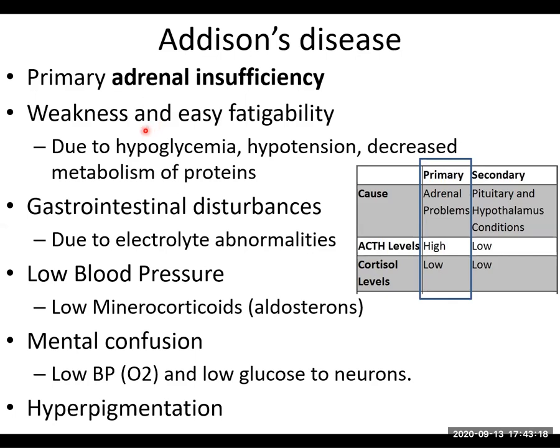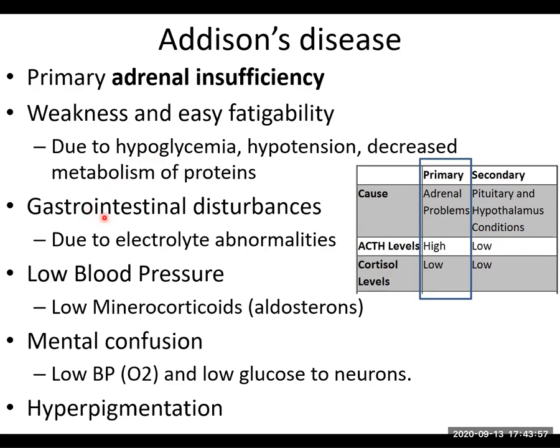that will show symptoms including weakness and easy fatigability, because of the low cortisol, low glucocorticoids. Low glucocorticoids will cause a low blood glucose level. Low blood glucose level will basically reduce the glucose availability in the blood, and so there is lower fuel available for our cells to use.